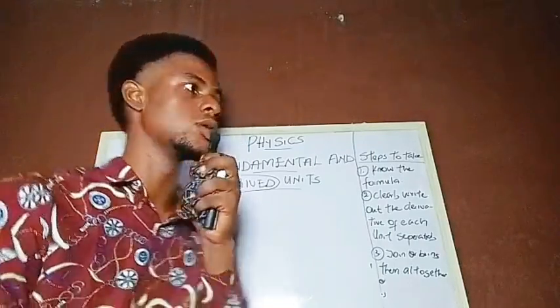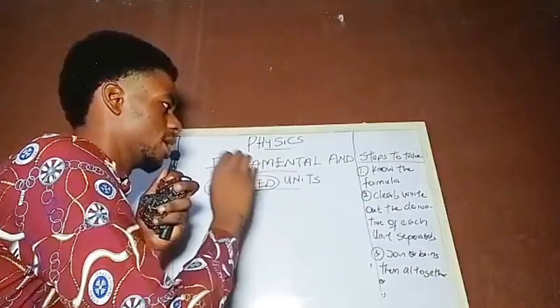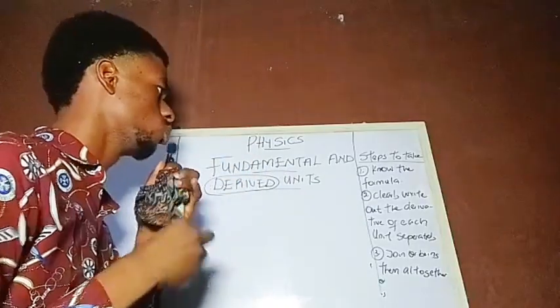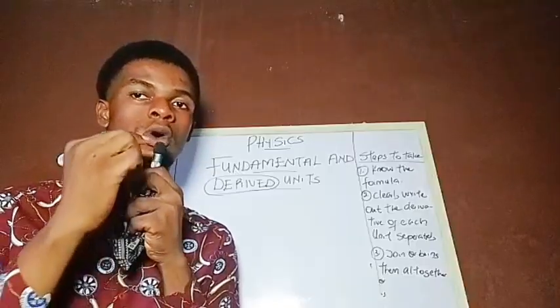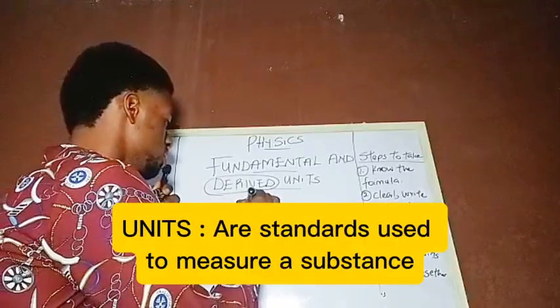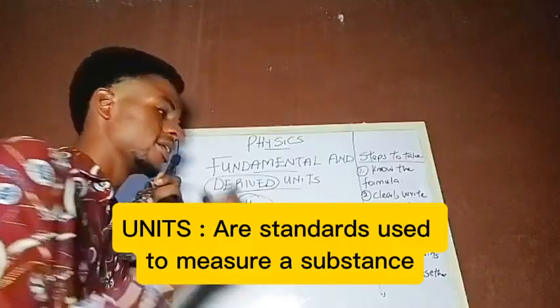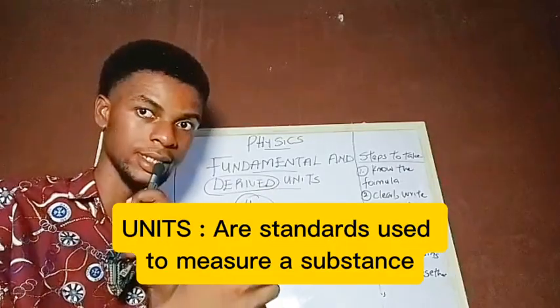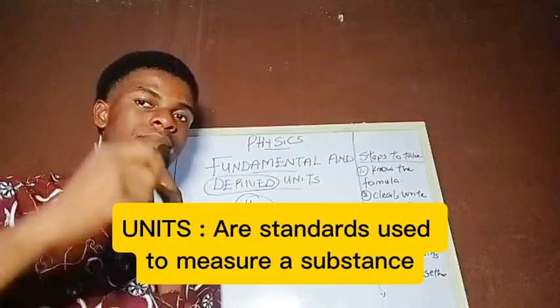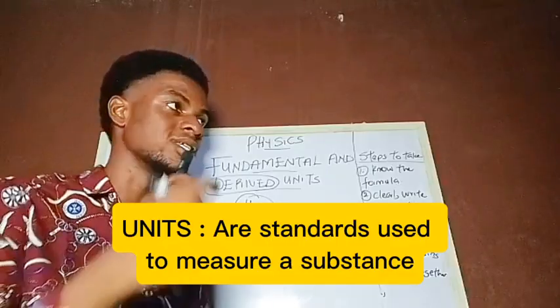In today's video, we'll be looking at fundamental and derived units. First of all, what is a unit, or what are units? A unit is a standard that is used to measure a substance. Again, a unit is a standard that is used to measure a substance.